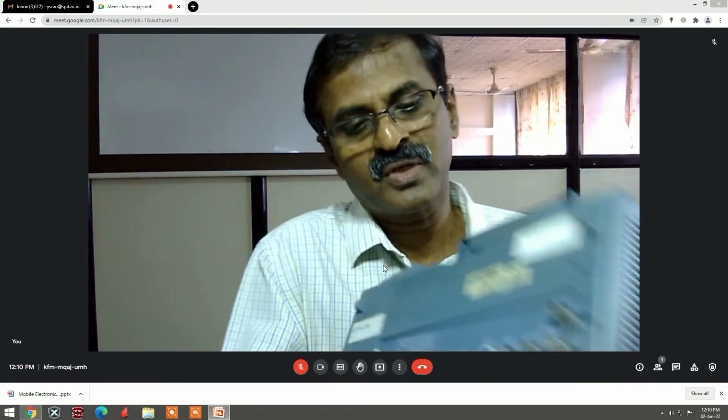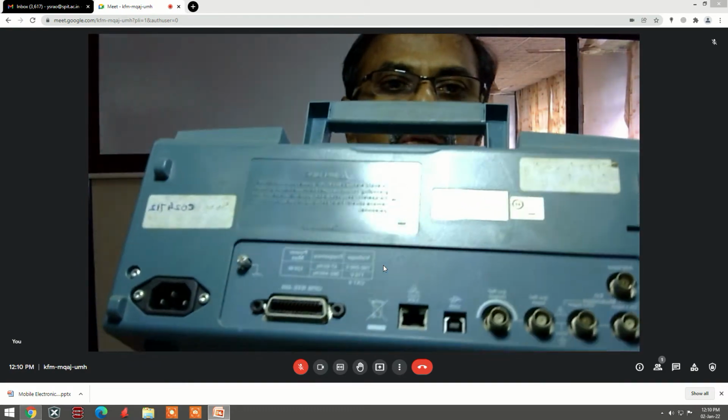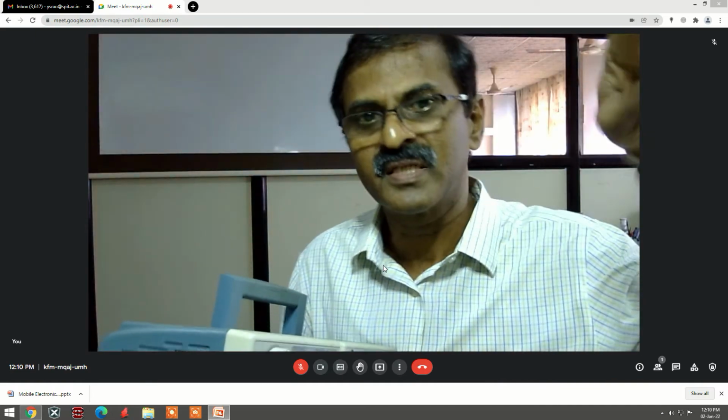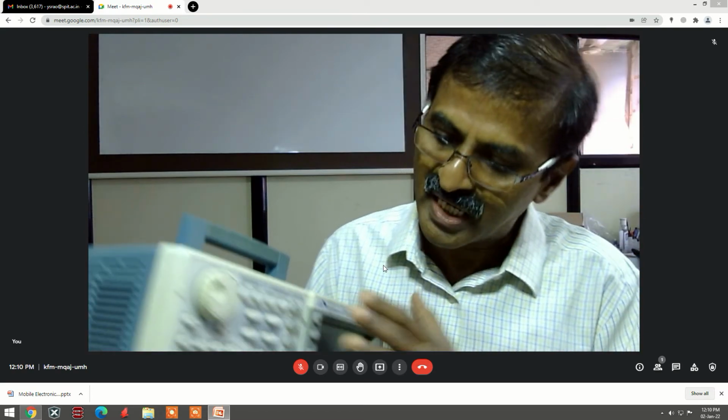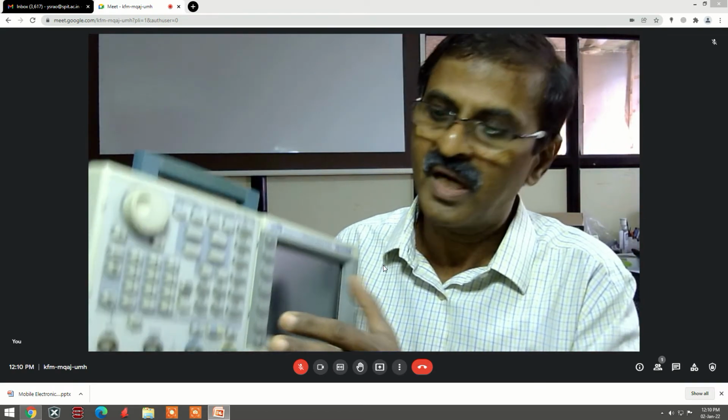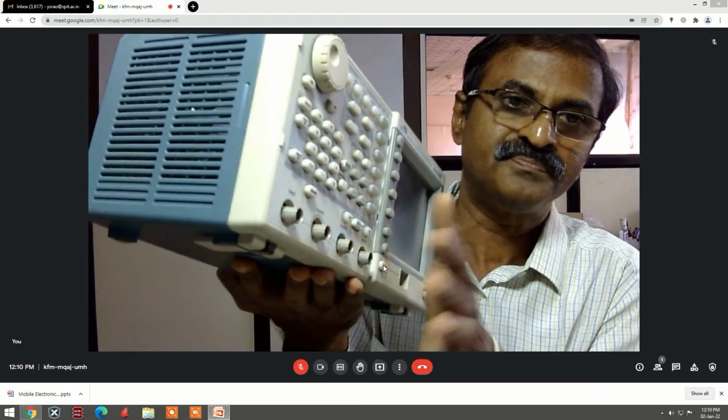You are supposed to connect this to your computer by using this USB interface and then design your waveform on your computer screen and download it. Once you transfer it, it will display it here as well as the signal is available here.